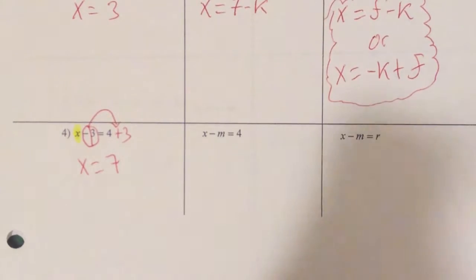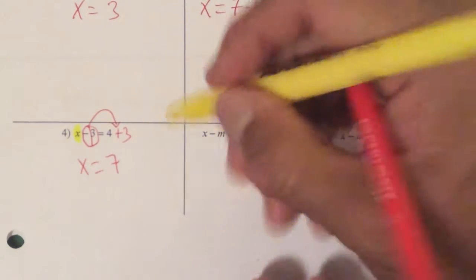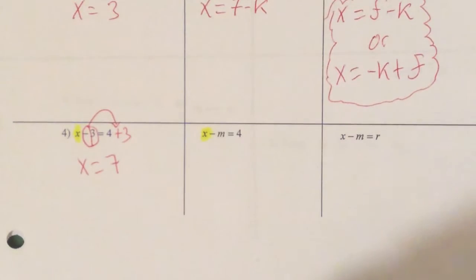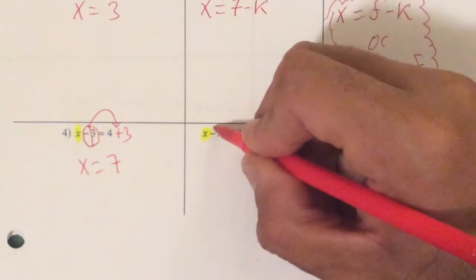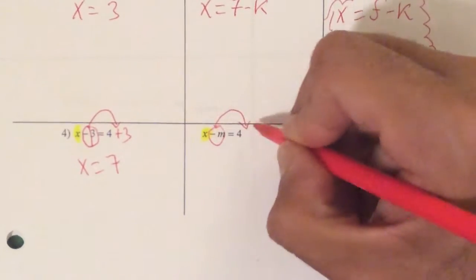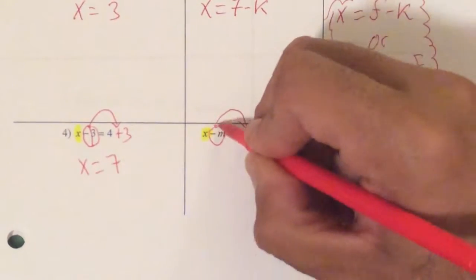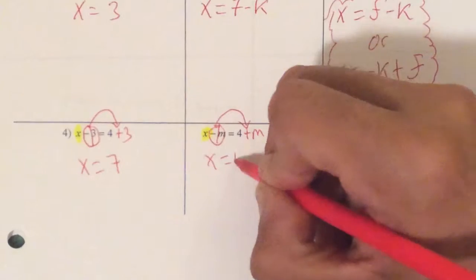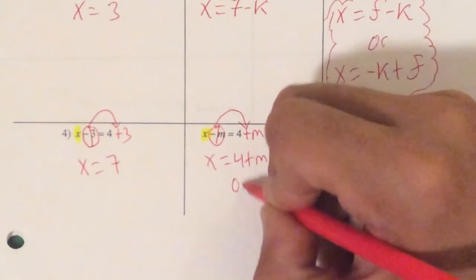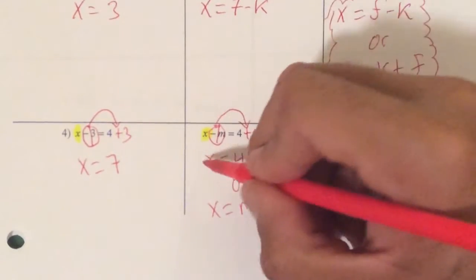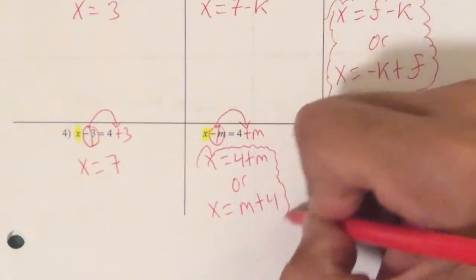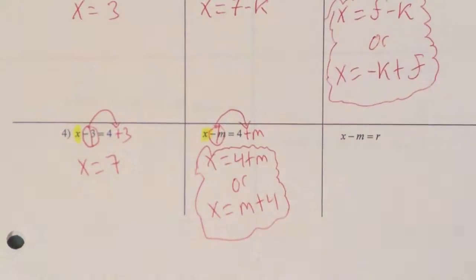Now, same thing happens on the next problem. We're solving for x, but instead of the minus 3, we have a minus m. So to be able to move that minus m to the other side, I jailbreak by making it a plus m. So x equals 4 plus m. Now obviously you can write it as x equals m plus 4, and it's still the same result. Okay, you can just pick and choose your favorite.